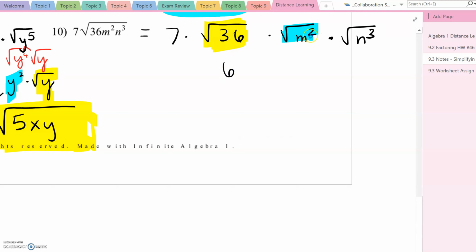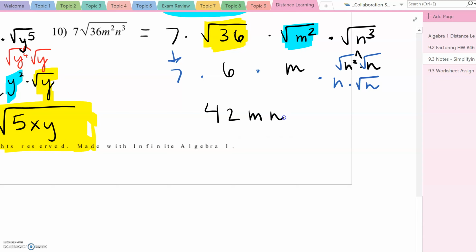Square root of m squared also should be pretty straightforward at this point. That's just m. So we need to worry about what n cubed is. What multiplies together, one of them being a perfect square, to get us n cubed? It's going to be n squared times n. If I take the square root of both of those, I get n times the square root of n. So I have this 7 from before, times 6 times m times n square root of n. So 7 times 6, 42, m n square root of n.